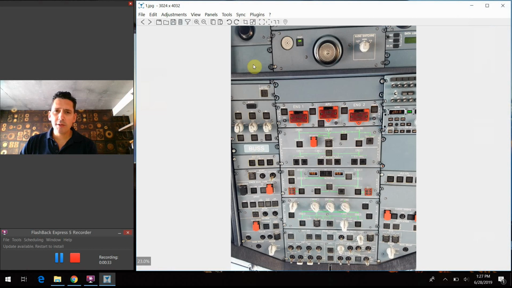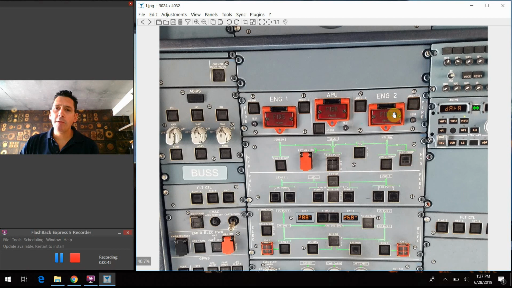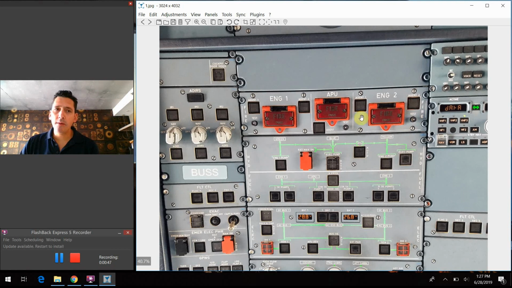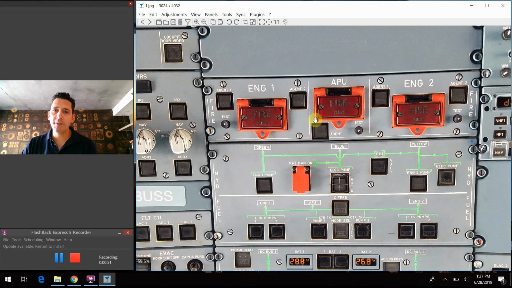When we finished the last video, we kind of completed our discussion about the entire left side of the overhead here. So today we're going to start a discussion about the center section here, and the first one on the top here that we've got to talk about in the content of today's discussion, like I said, is the fire section of the panel here.